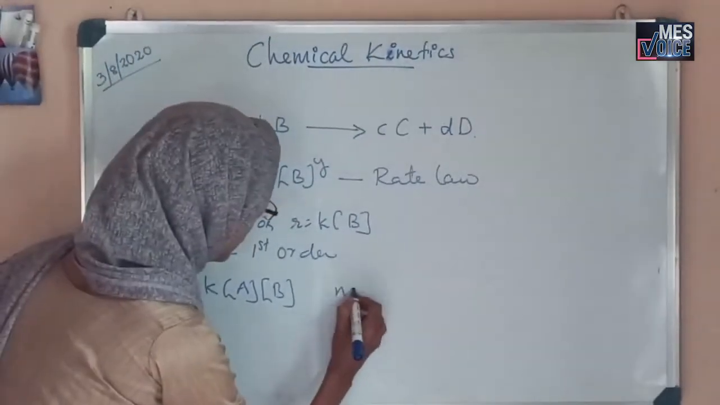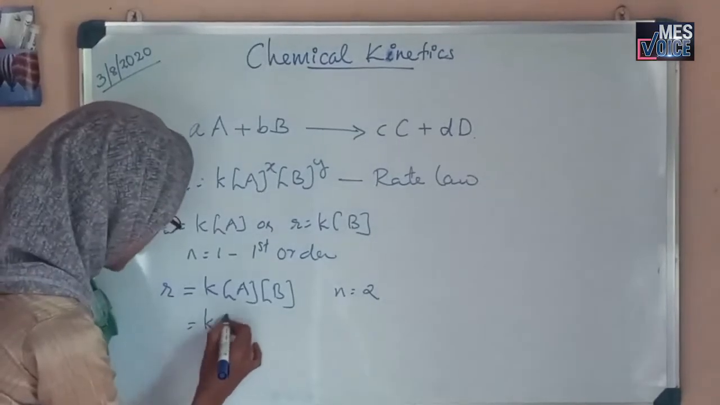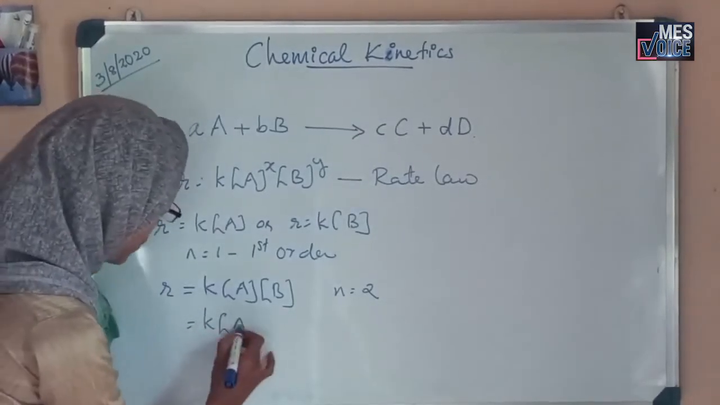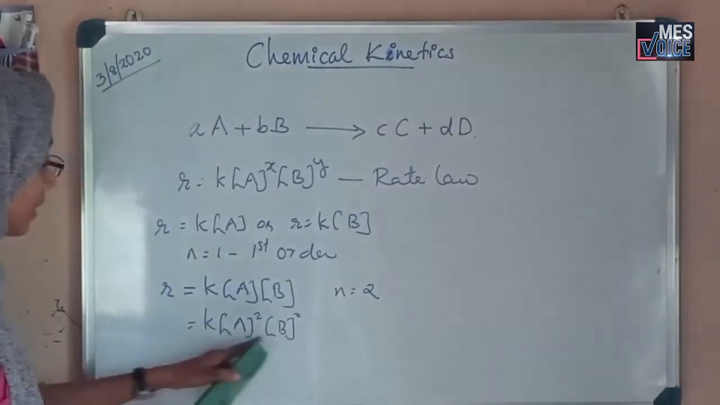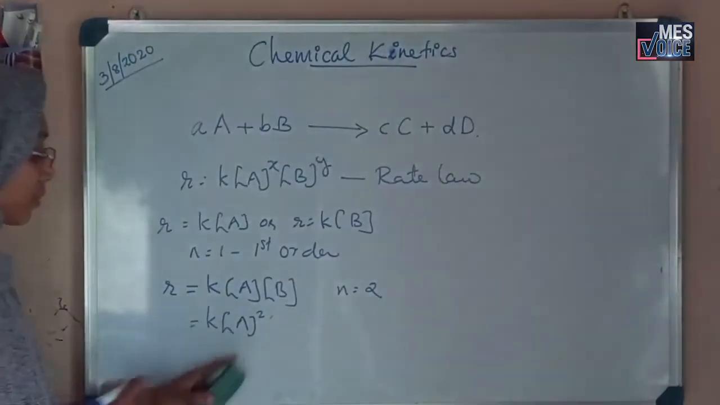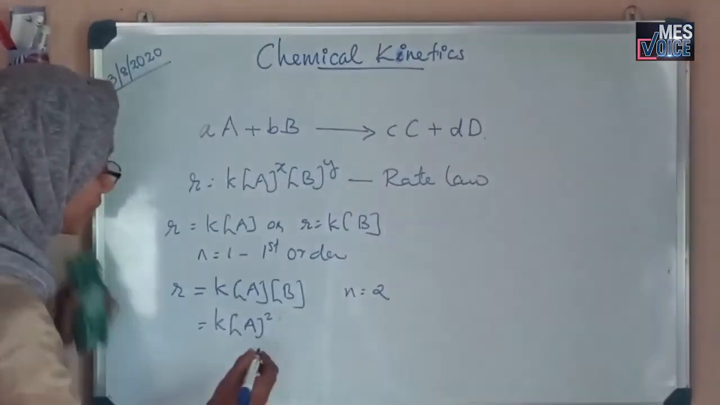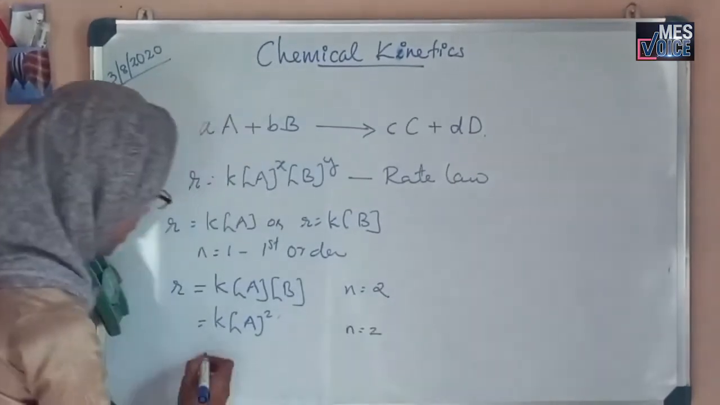In this case, n is equal to 2. In the second case, k is equal to [A]² and [B] raised to 0. That means it does not depend on the concentration of B. It only depends on the concentration of A. So here also n is equal to 2.